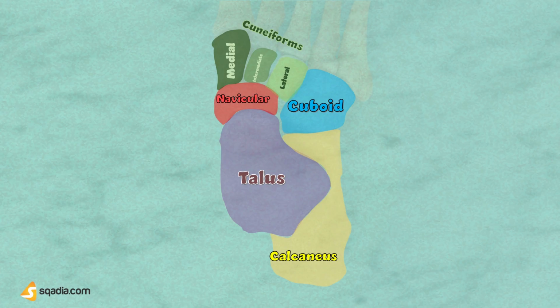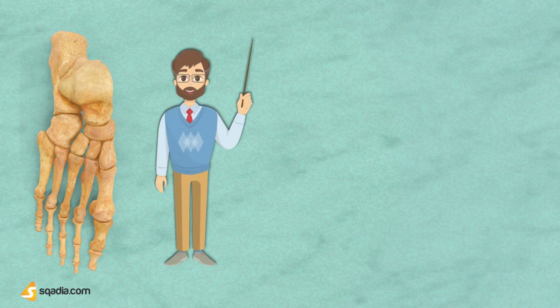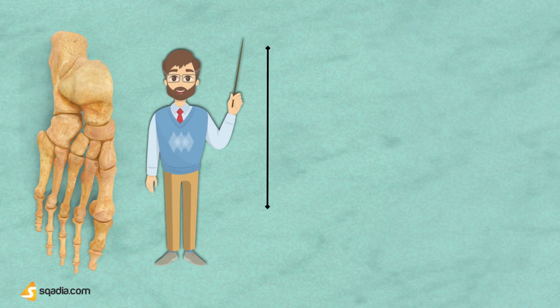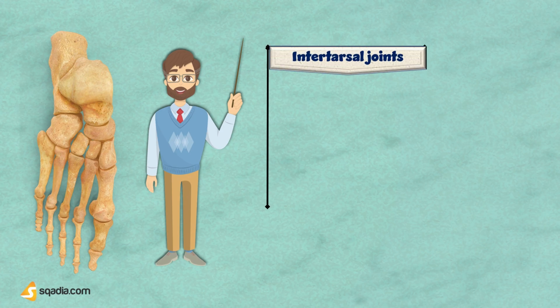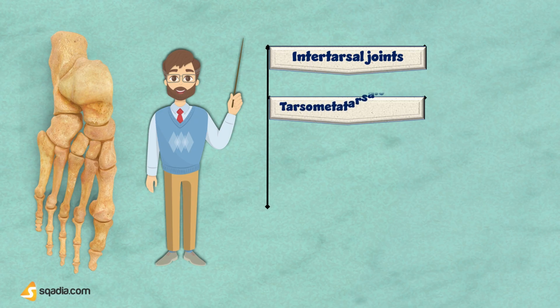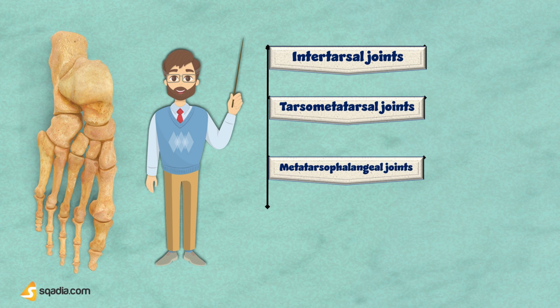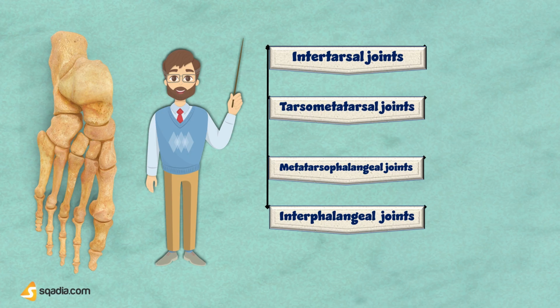The joints of the foot are numerous. They can be classified as intertarsal joints, tarsometatarsal joints, metatarsophalangeal joints, interphalangeal joints. Some of these joints of the foot have been discussed in some capacity in other videos. The focus of our video is the intertarsal joints.